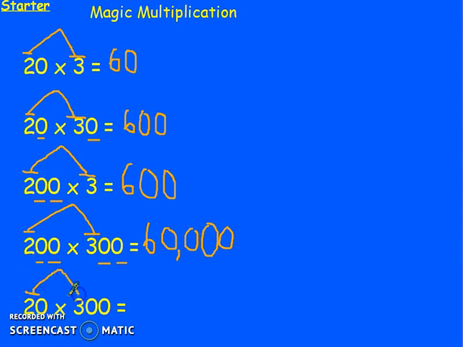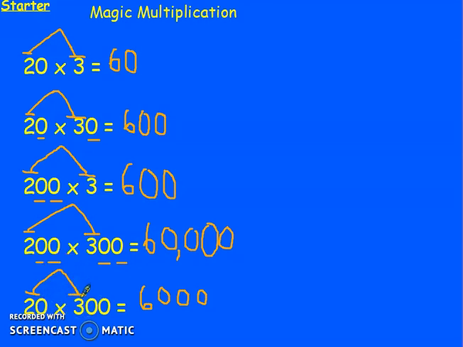What about if the sum looks like this? Well, we know 2 times 3 is 6 again. And this time we've got 1, 2, 3 zeros. What does this number say? That's right, 6,000.